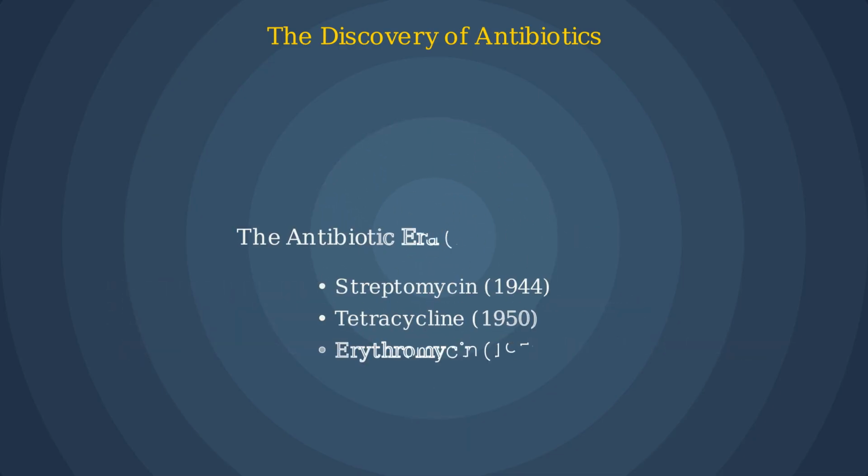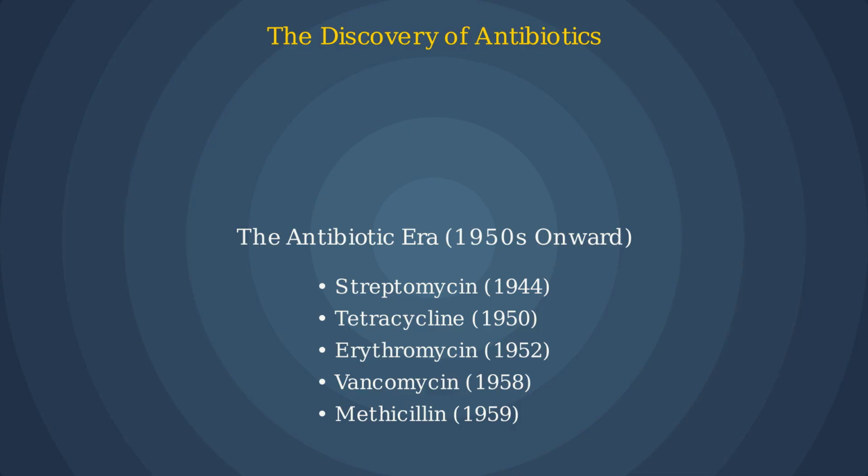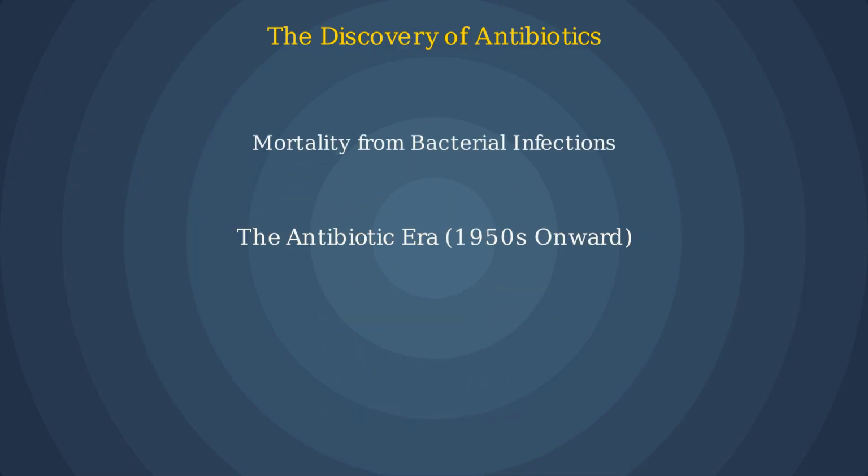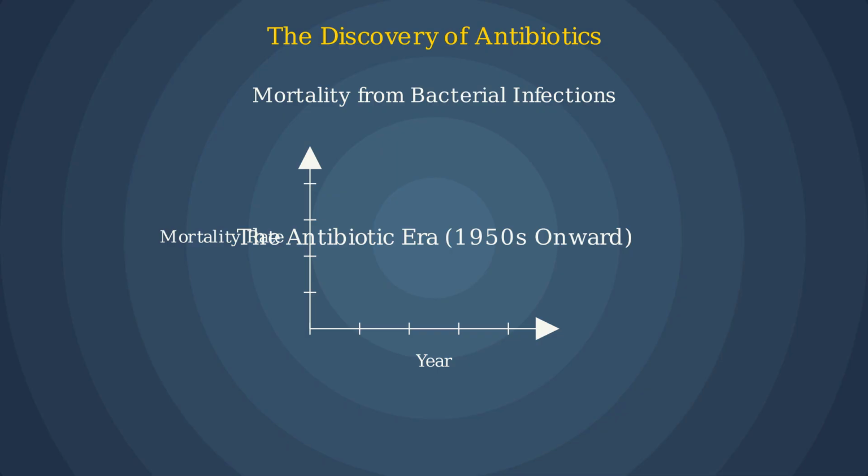The success of penicillin triggered what we now call the antibiotic era, a period of rapid discovery and development of new antibiotics. Throughout the 1950s and beyond, scientists discovered numerous new antibiotics, each targeting different types of bacteria. The impact on public health was dramatic. Mortality rates from bacterial infections plummeted, transforming once deadly diseases into treatable conditions.